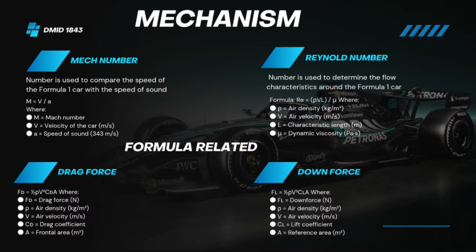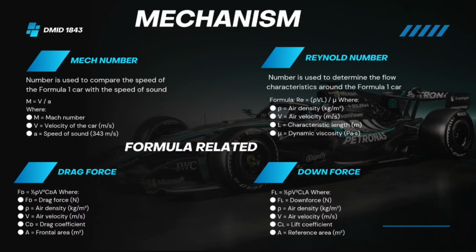For example, if the Formula 1 car is traveling at 360 kilometers per hour, it is equivalent to 100 meters per second. Therefore, the Mach number is 100 divided by 343, which equals 0.29. Since the Mach number is less than 0.3, the airflow around the Formula 1 car is considered incompressible. This means the change in air density is very small and can be ignored during aerodynamic analysis.